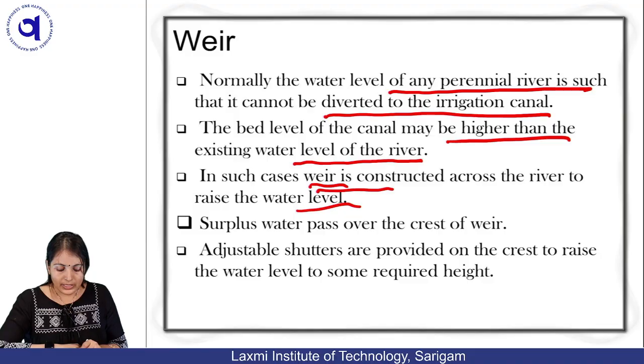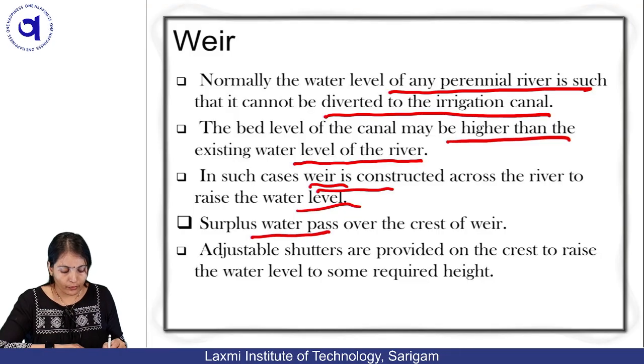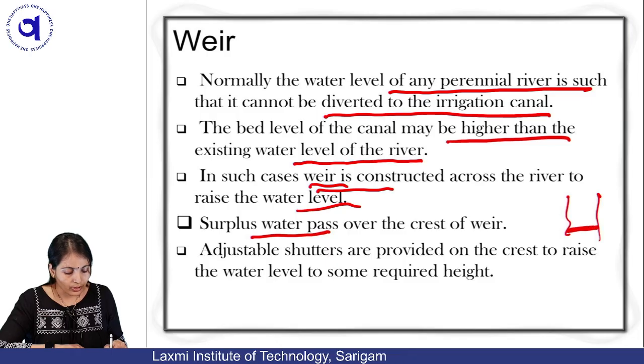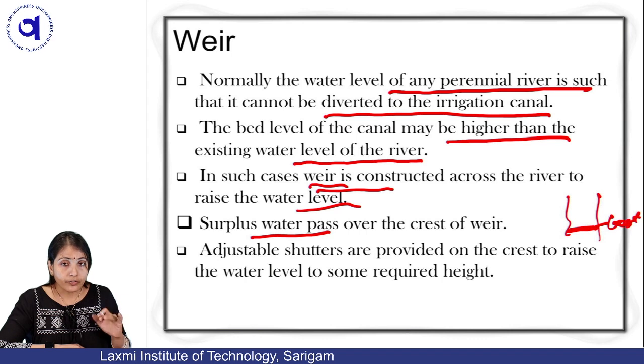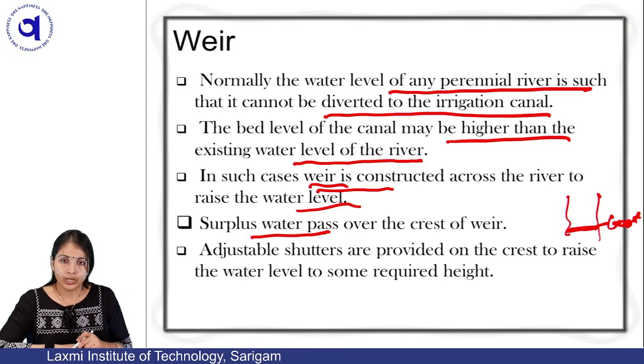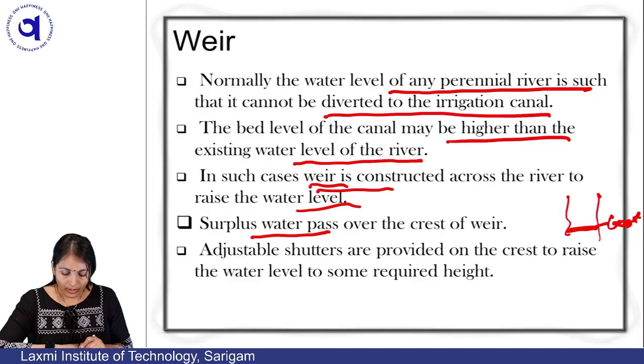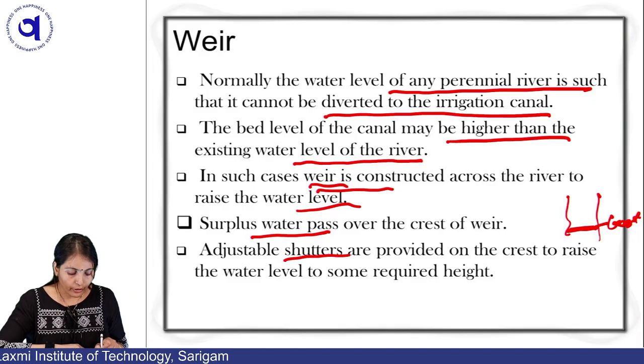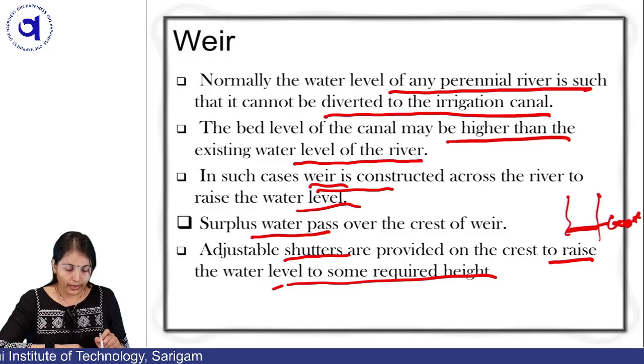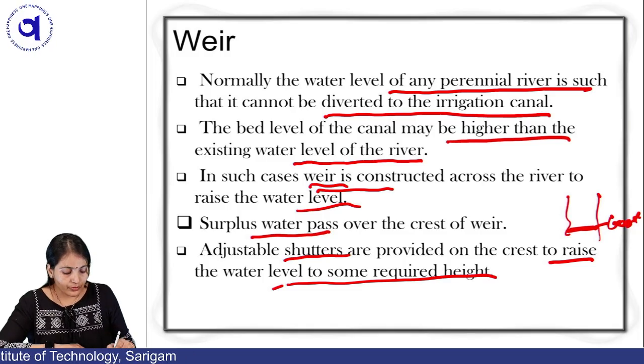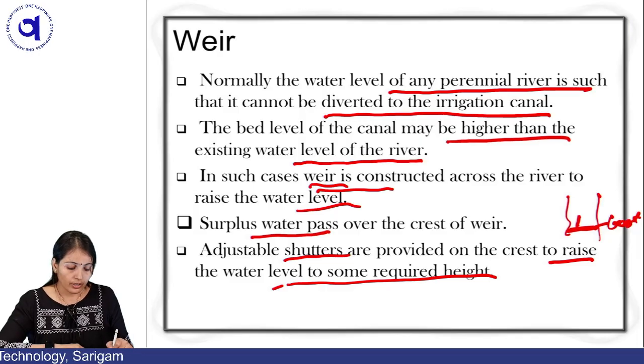So whatever surplus water you have, for example, you have a river over this area, you have considered a weir. The top level is called the crest. After this crest, whatever surplus water you have, you can divert to this canal. Adjustable shutters are provided on the crest to raise the water level to some required height. In the barrage, we have some gates over here, so we can also add some more water to the upstream side of the river.